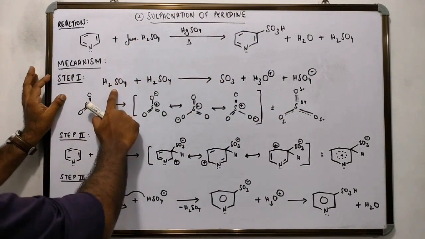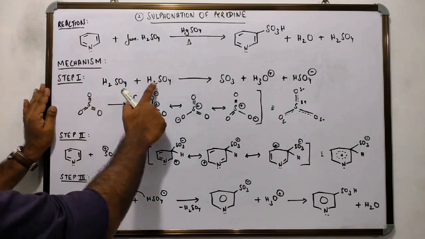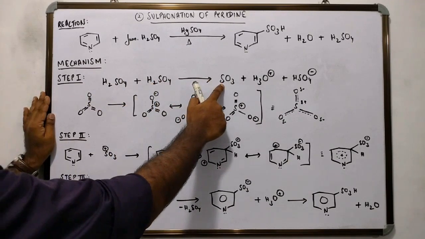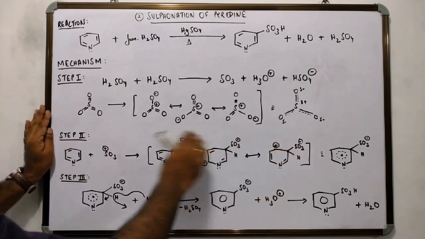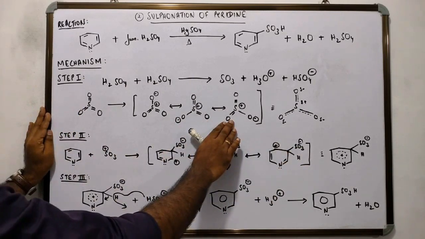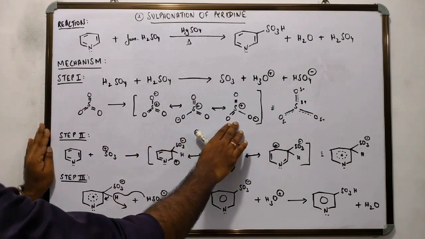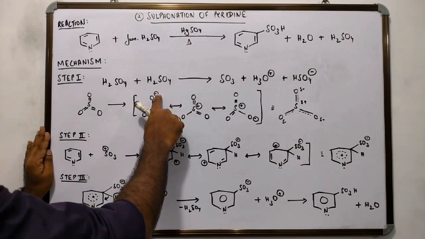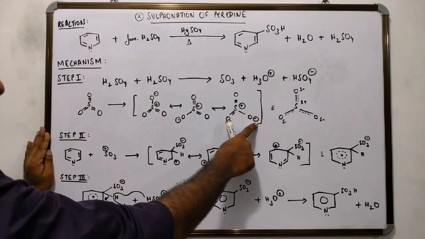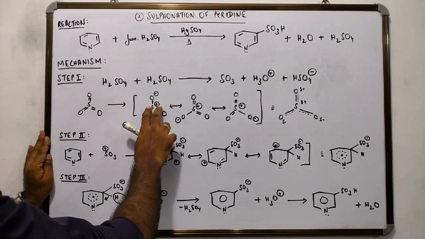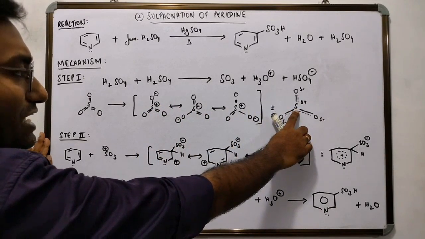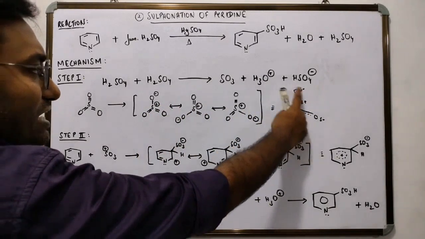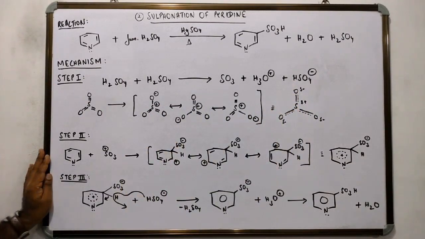Under fuming condition, one molecule of H2SO4 reacts with another molecule to produce sulfur trioxide. The molecule of sulfur trioxide exhibits resonance. It has 3 resonating structures. In all of these resonating structures, the negative charge is on each of the oxygen atoms. Positive charge always rests on the sulfur atom. Therefore, it is the sulfur atom of the sulfur trioxide which acts as an electrophile.